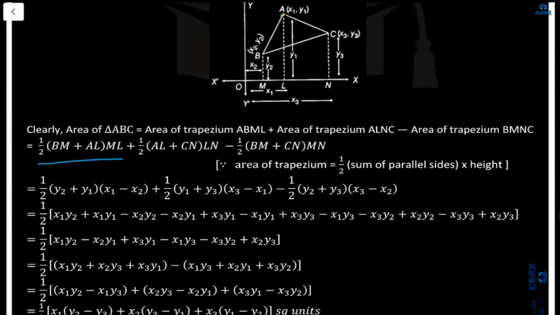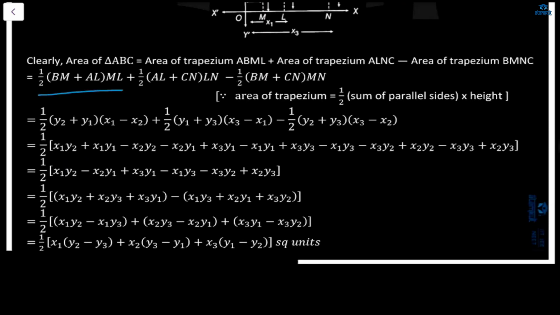Similarly, you are going to find out the area of the trapezium ALNC, that is half AL plus CN multiplied by LN. Then we have to subtract the lower trapezium, that is BMNC. So we are going to subtract half, the parallel sides BM plus CN, multiplied by MN, that is the height between them.